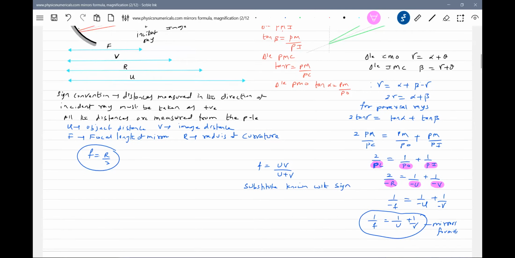Based on the diagram, I replaced here. So we know f equals R by 2. In place of R by 2, I can write it as focal length. So there's the mirror formula. What is the use of this?